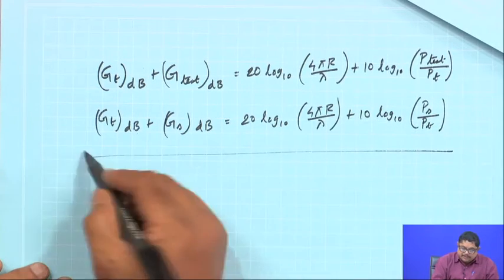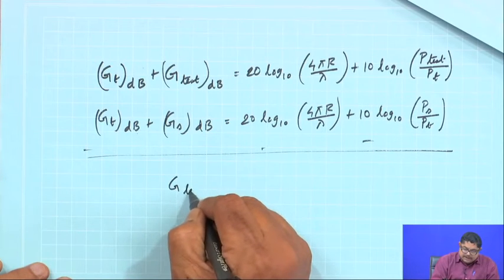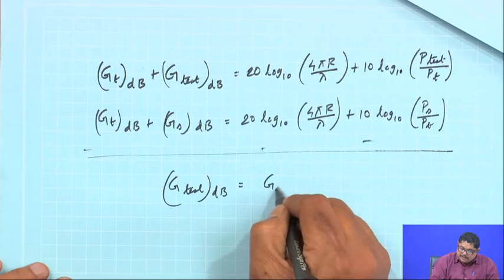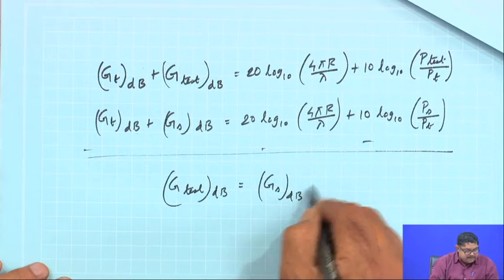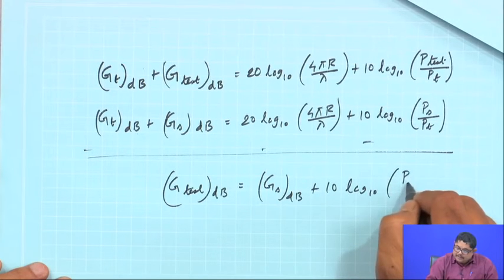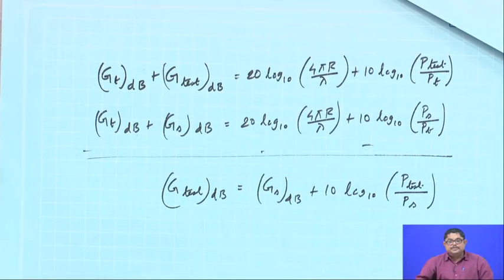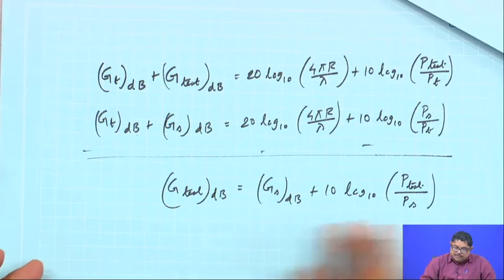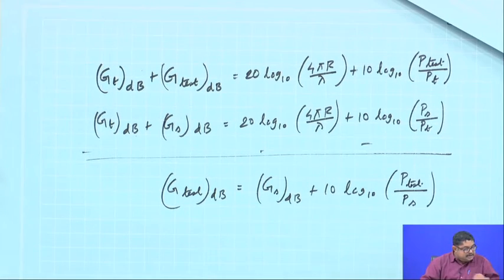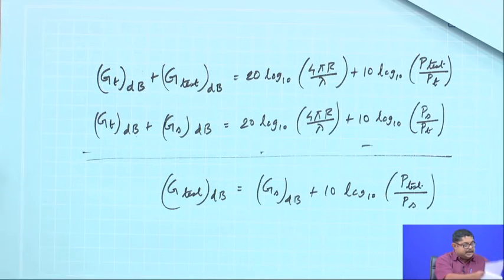So, you just subtract these equations. What you get is G test dB is G S dB plus 10 log 10 P test by P S. That is all. So, you know everything, and you can find out the unknown quantity. So, this is the gain transfer method. I think all of you will be able to measure gain.